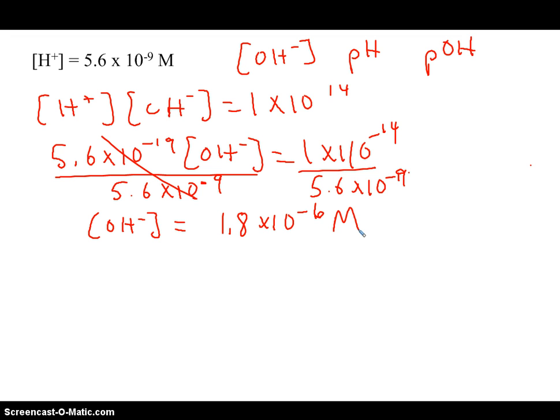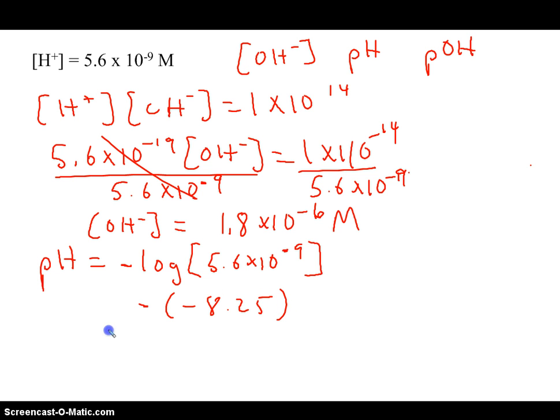Now I know that my hydrogen ion concentration is 5.6 times 10 to the negative 9th. So let's get our pH. Our pH is going to be the negative log of 5.6 times 10 to the negative 9th. So 5.6 exponent negative 9, take the log. I get negative 8.25. I'm going to take the negative of negative 8.25, so our pH becomes 8.25.